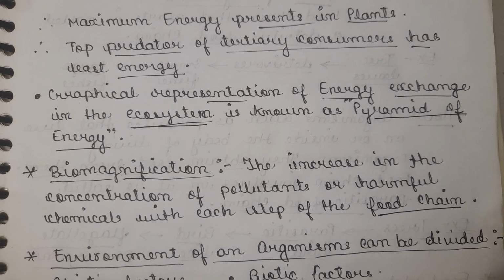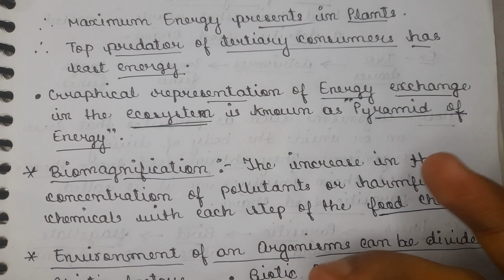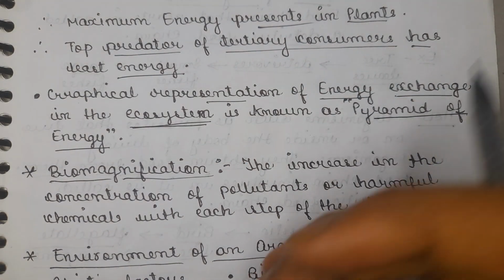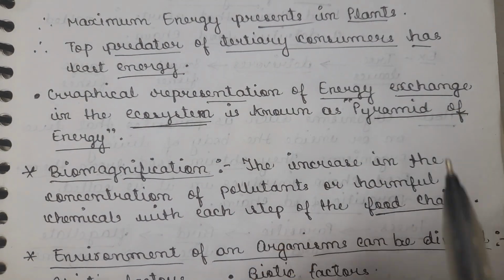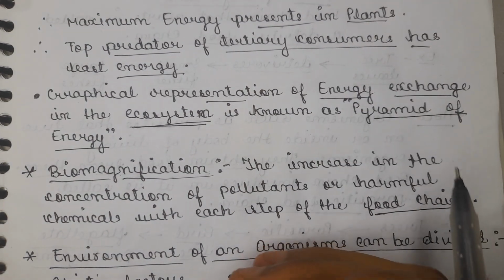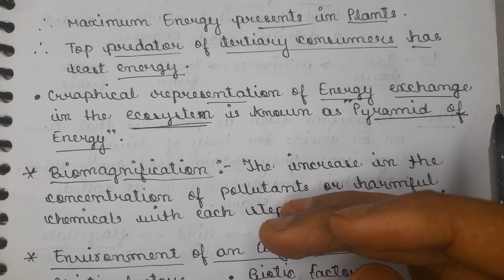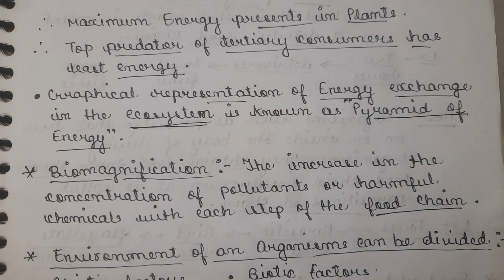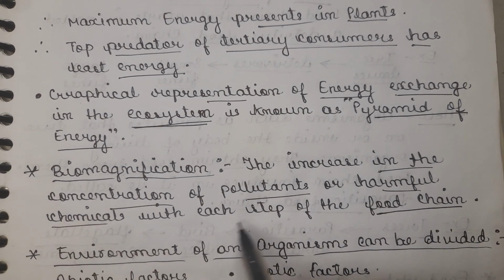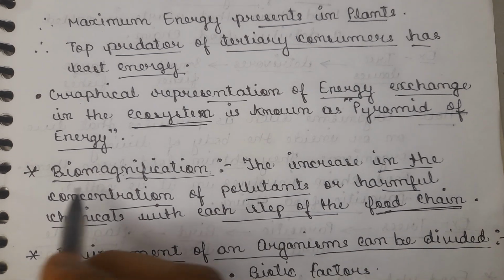Now since these chemicals cannot decompose, they start accumulating continuously at each trophic level, as the food chain proceeds from the producer to the primary, then the secondary, then the tertiary. As the trophic level increases, the concentration among the top carnivores also increases. So the increase in the concentration of pollutants or harmful chemicals with each step of the trophic level of a food chain is termed biomagnification.